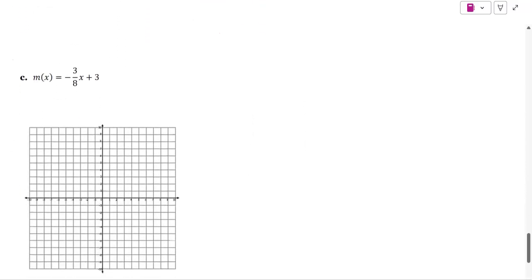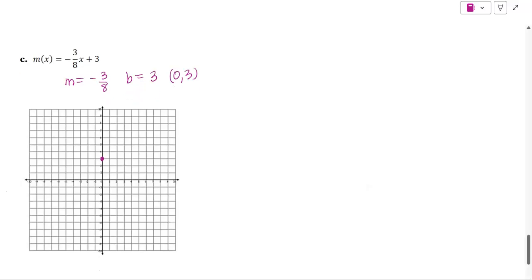For our third example, our slope is negative 3 over 8, and our y-intercept is 3, or (0, 3). We're going to start at 3. To get another point, we're going to go down by 3 units, which is going to be here, and then over 8, which is going to be all the way over here. So our next point is going to be down here.